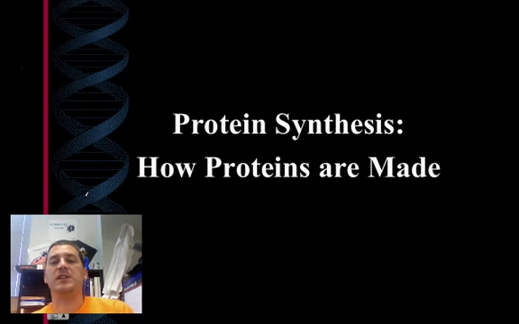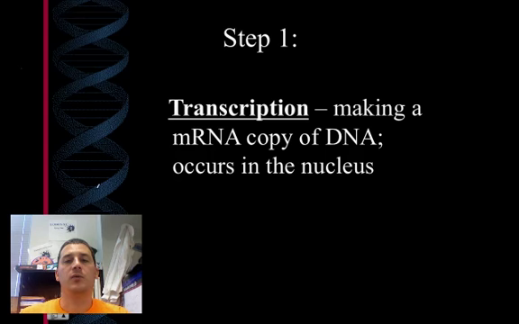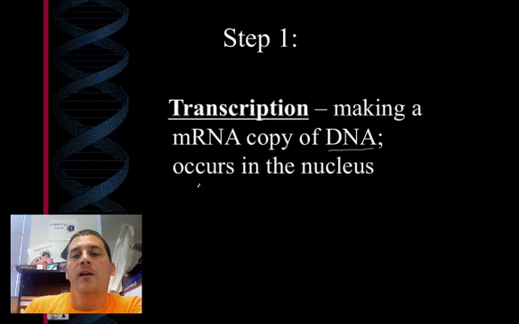Okay, so protein synthesis is the making of proteins. It's how proteins are actually made. And the sequence of our proteins is what makes us unique as individuals. So it's a two-step process. The first step is what's called transcription, which is simply making a messenger RNA, or mRNA, copy of an original DNA strand. This is going to happen inside the nucleus because that's where the DNA is located. Because we're going to be copying DNA, it's going to occur in the nucleus.